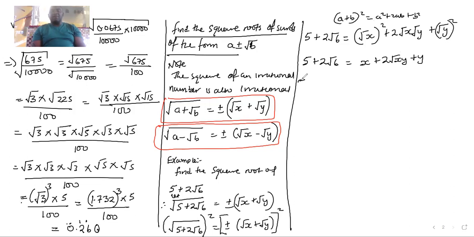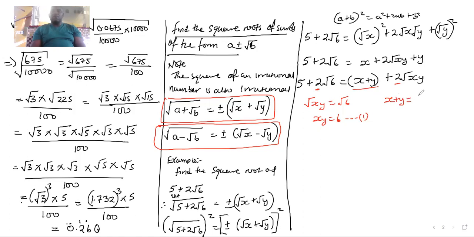Now, you will have 5 plus 2 root of 6 is going to give us x plus y as a factor plus 2 root of xy. Now, treat them in this form, because you can see that the coefficient on 2 is root 6, while on the other side, the coefficient on 2 is root of xy. It means root of xy is supposed to be equal to root of 6. When you square both sides, xy is 6, and this gives you equation 1. Whereas this other one, without a square root, is x plus y is equal to 5.